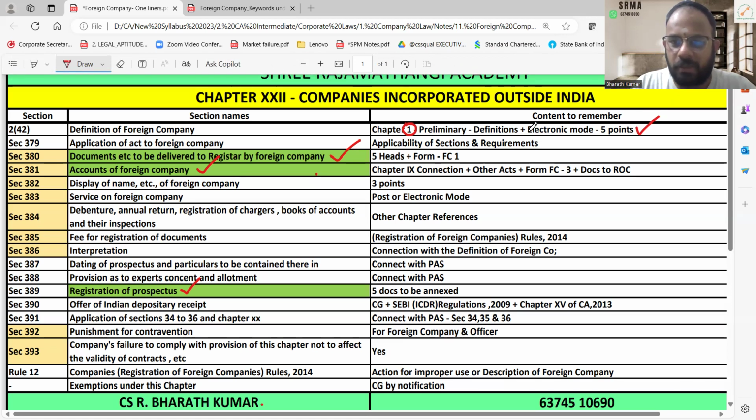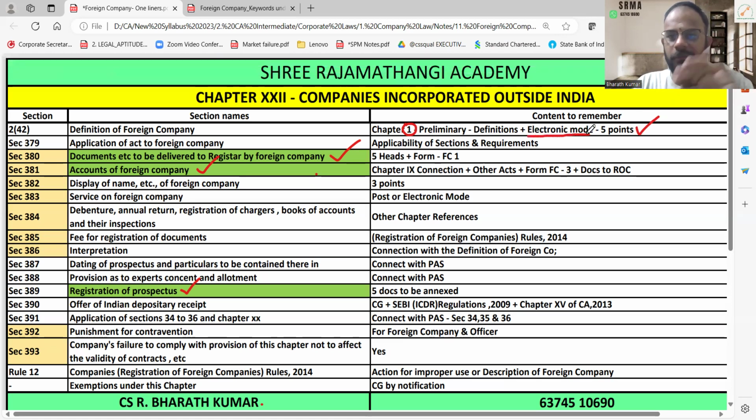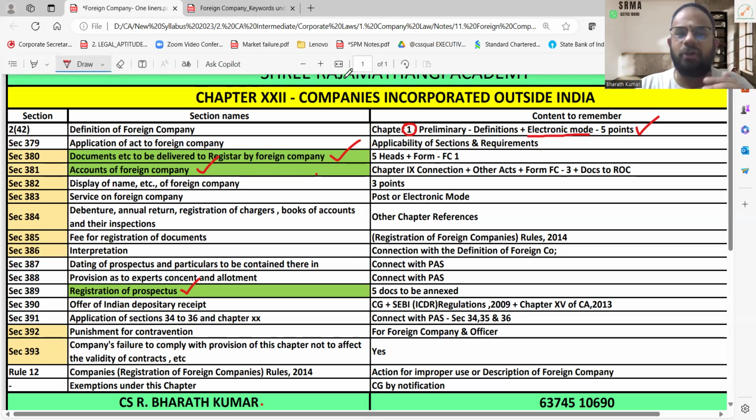This electronic mode, I wanted you to mark it important or write it along with me. Definitely they will ask you a question on it in any format or in any exam, irrespective of whatever attempt, this is going to be important. Next, application of the Act to foreign company.